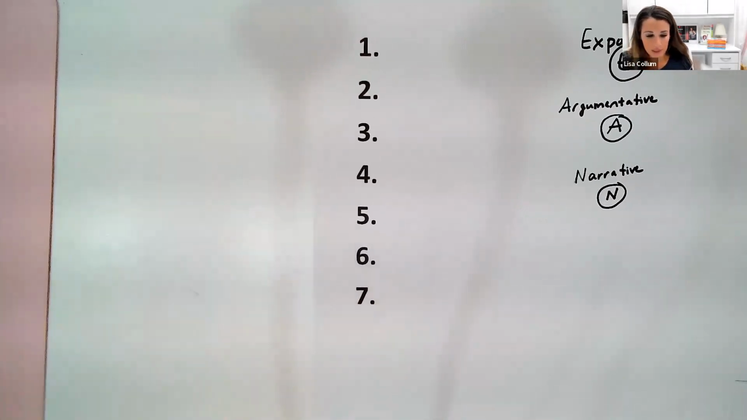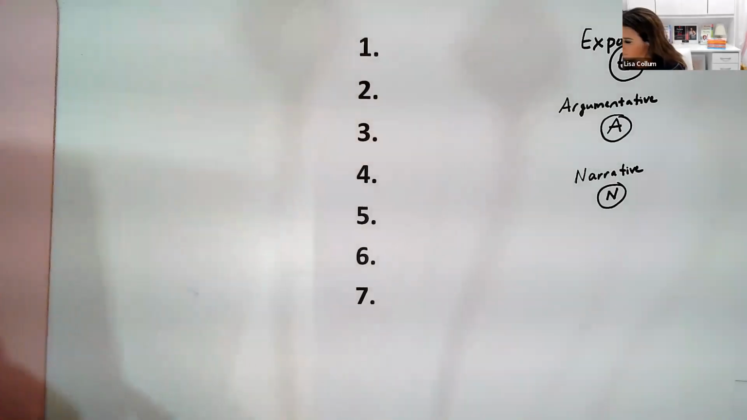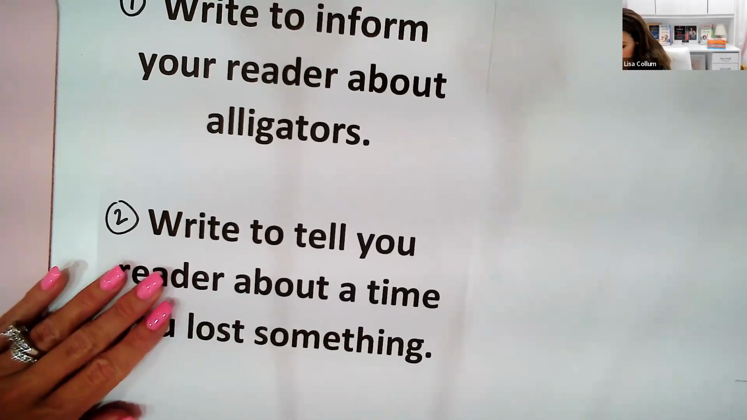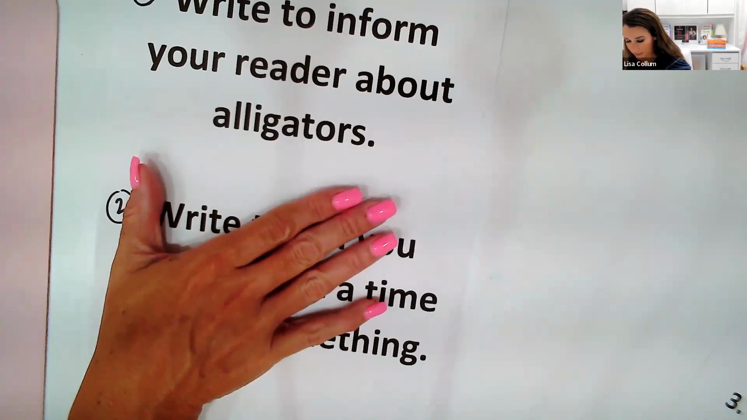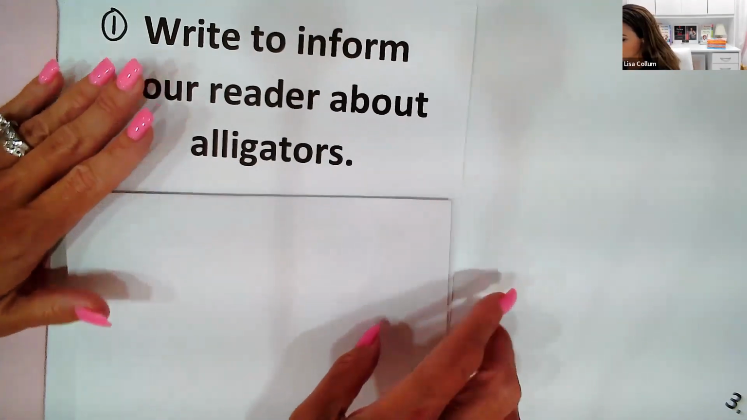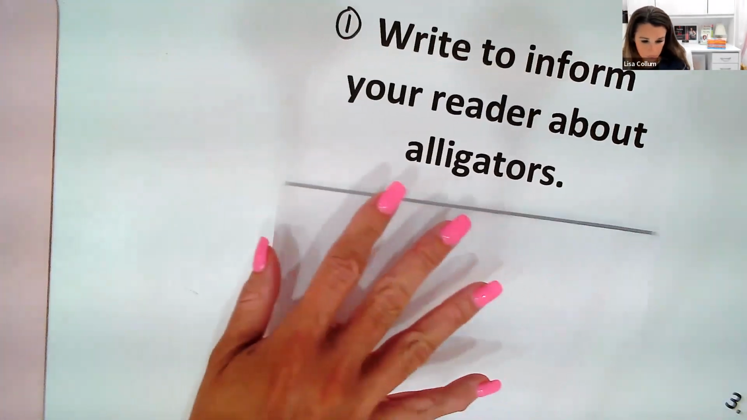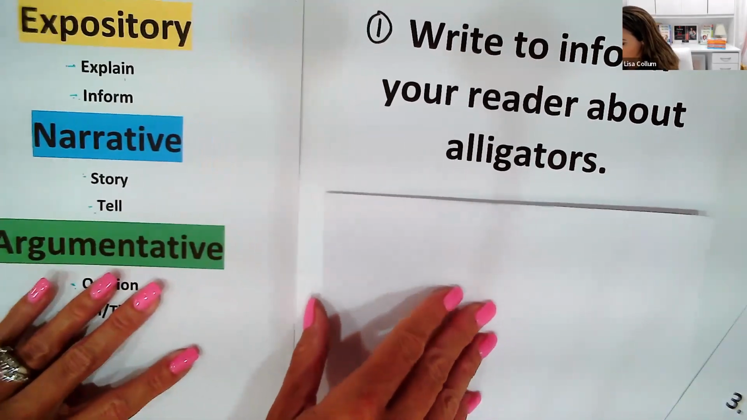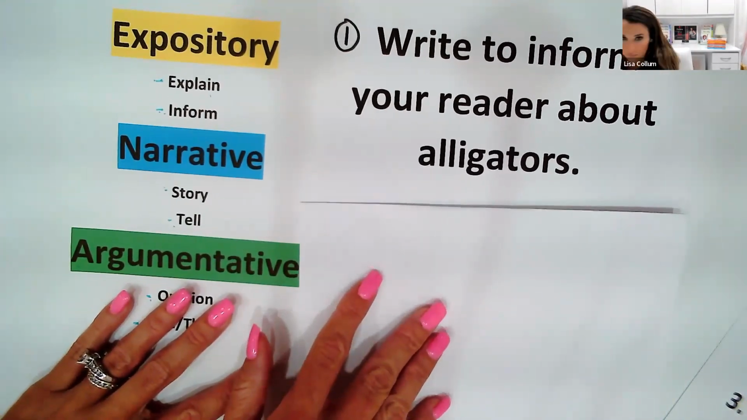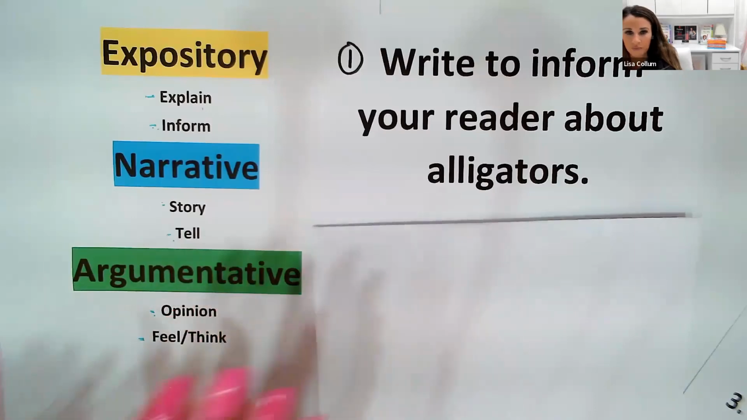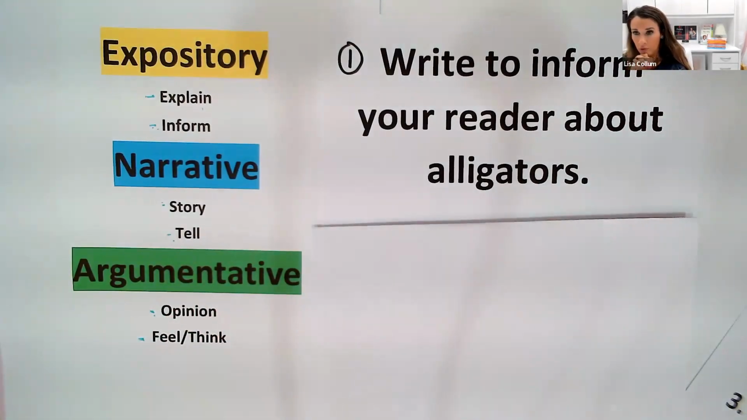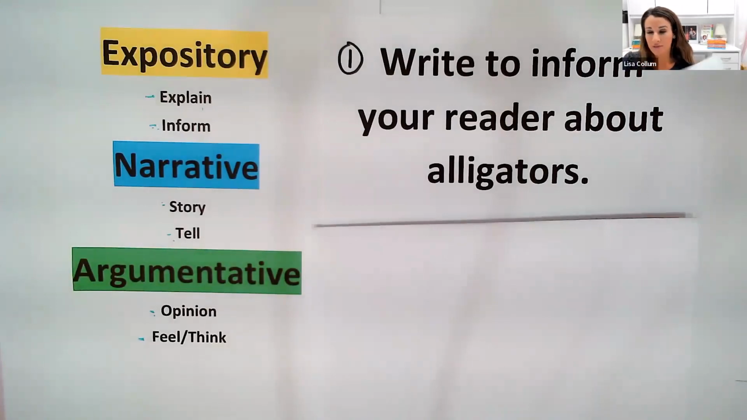So let's start with number 1. Oops, don't look at number 2 yet. You gotta block that. Number 1. And I'm going to keep this sheet of keywords right next to it as well. Write to inform your reader about alligators. Now, I'm going to do this one with you, so I just want to show you how to do it. But then after that, you can do the rest on your own.